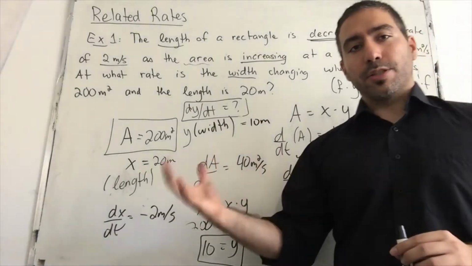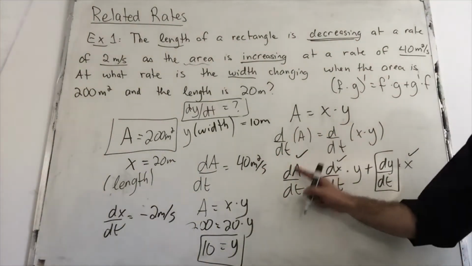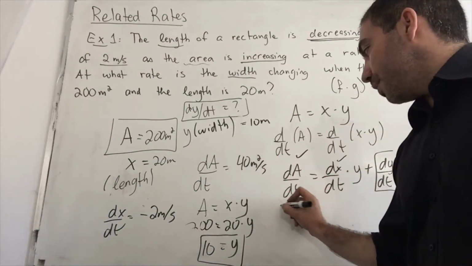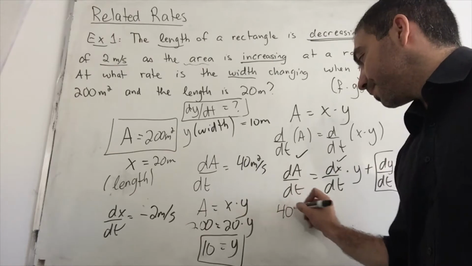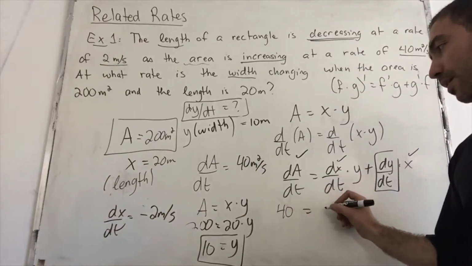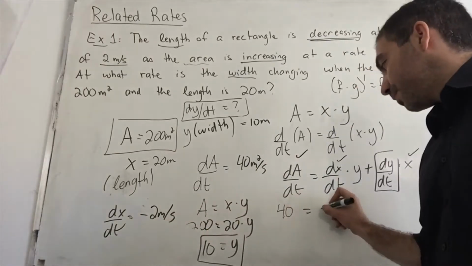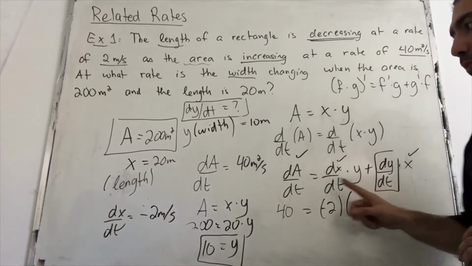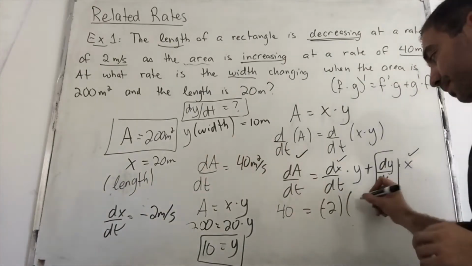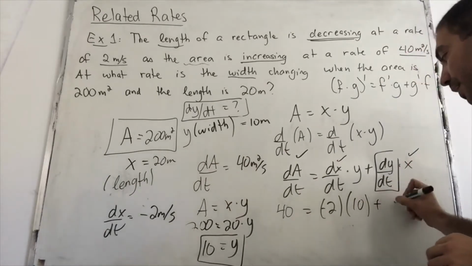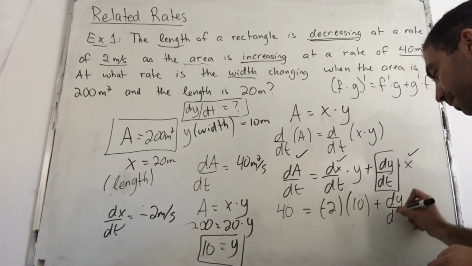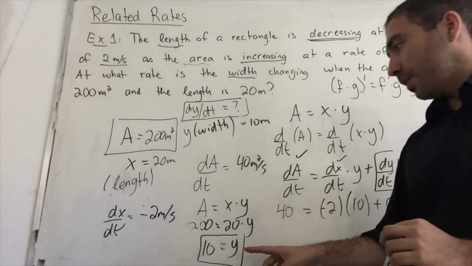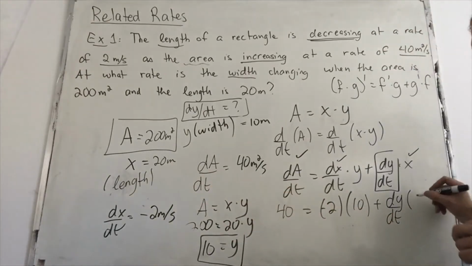Now that we solved that, we're going to substitute everything into our equation. So dA/dt we know is 40 meters squared per second. dx/dt is -2. Y we know is 10, plus dy/dt is what we're looking for, and x we know is 20.